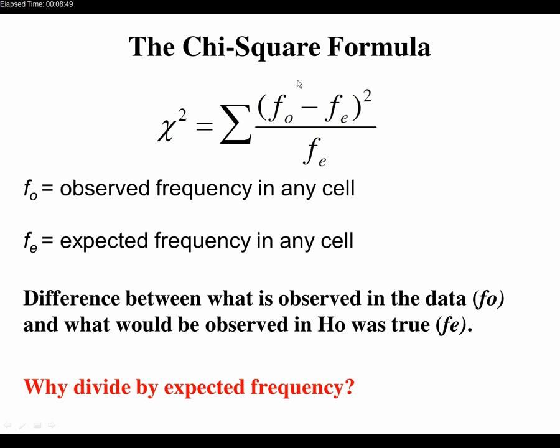Okay, here's the chi-square formula. You remember? Chi-square, here's the formula, and it says the difference between what is observed in the data and what would be observed if the null hypothesis was true. And why do we divide by the expected frequency?